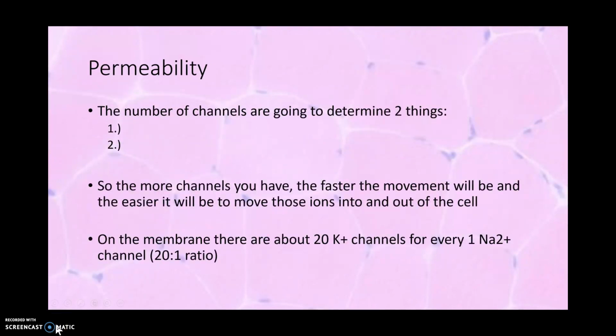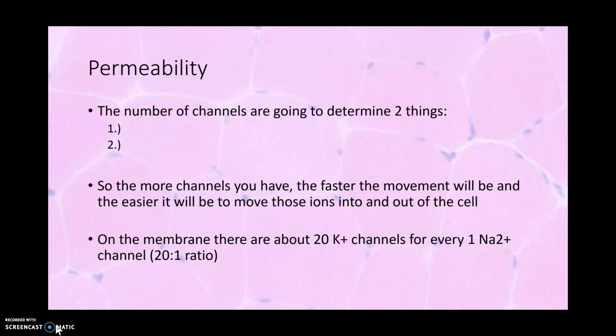So when talking about the permeability of the cell, the number of channels are going to determine two things. One, the rate of movement, and two, the ease of movement. The more channels you have, the faster the movement will be and the easier it will be to move those ions in and out of the cell. So that makes sense. More channels that are open, easier for ions to get in and out of the cell versus just having a few open.